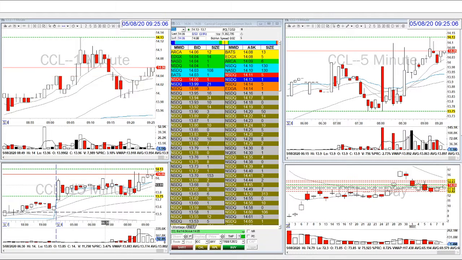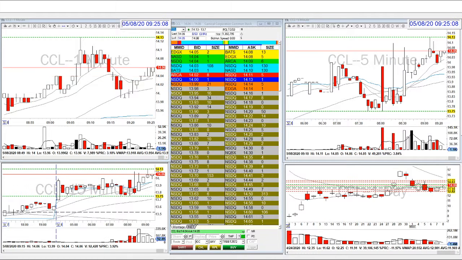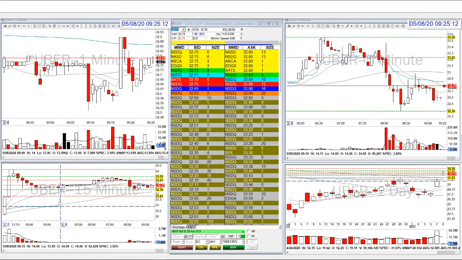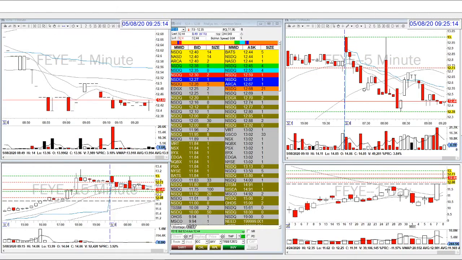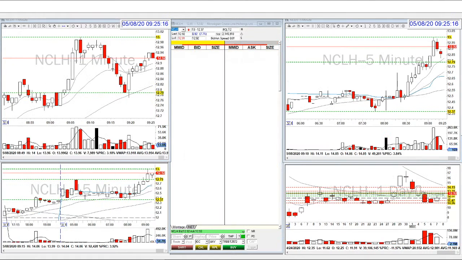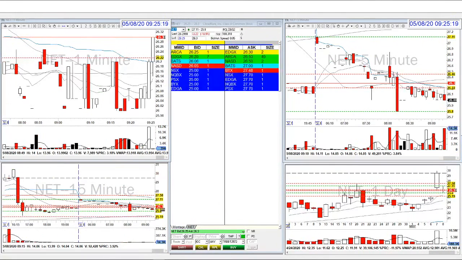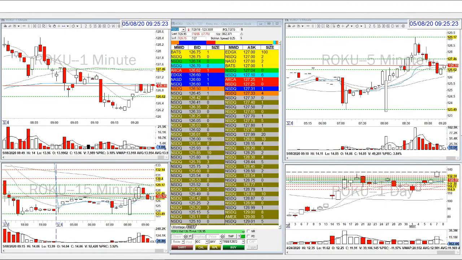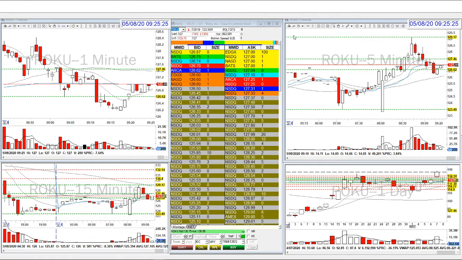On the watch list that I have on my other screen, I have CCL, UAL, Uber, FEYE, NCLH, Net, Python, and Roku. So I add several. Okay, so I have four screens in front of me. This is 1 minute chart, 5 minutes chart, 15 minutes, and 1 day.